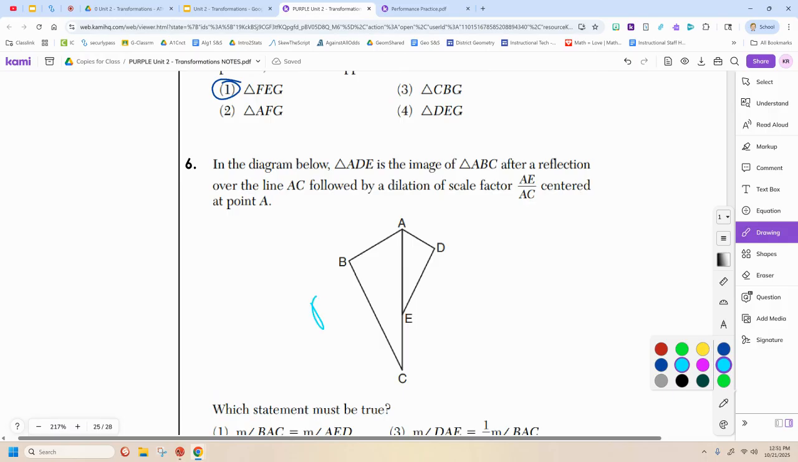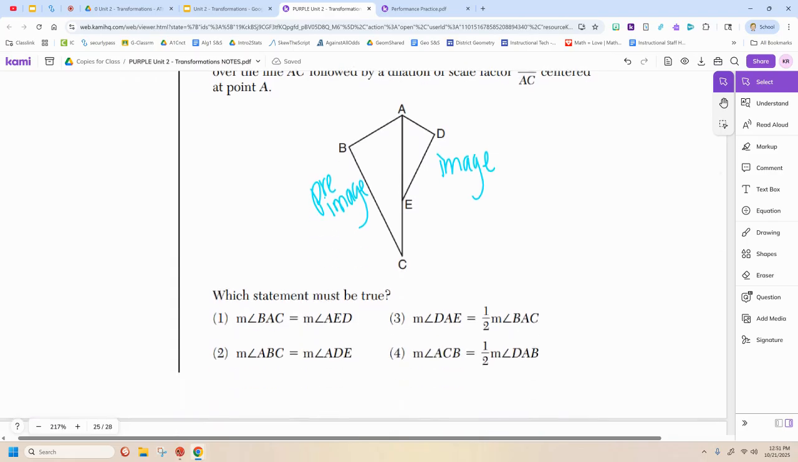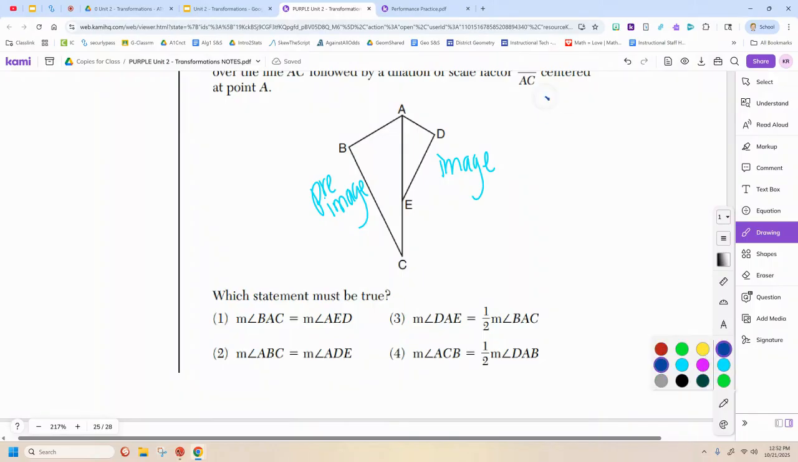ADE is the image of ABC. So ABC was the beginning. This is the end. So now, which statement must be true? What are the four answers about? What are they talking about? What's that weird symbol? Angles. Okay, so these are about corresponding angles.